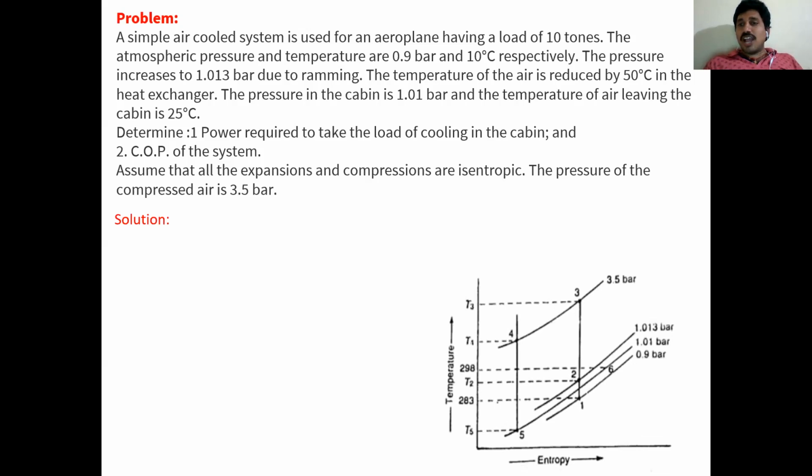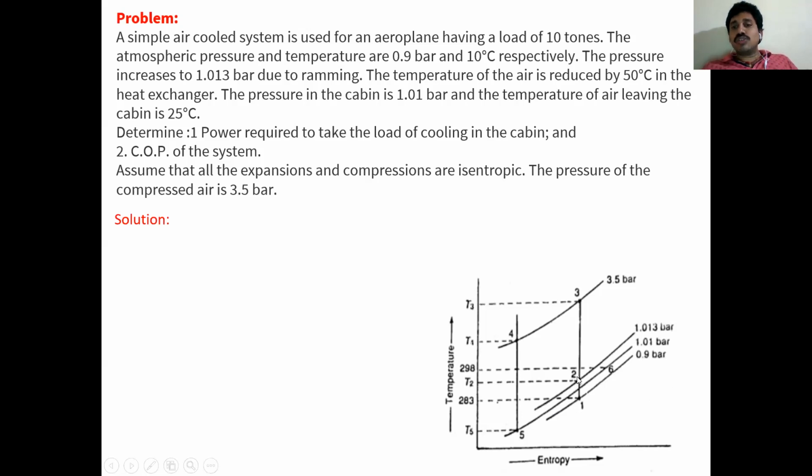Every process is theoretical. First of all, we'll go for 1-2. Atmospheric pressure, they mentioned 0.9 bar, so I have drawn the atmospheric pressure line. See all of you, a constant pressure line in the TS diagram comes like this. So this is the constant pressure line. 1-2 is the isentropic process for the ramming process. So 1-2 is an isentropic way, a straight line, no actual, all processes are ideal.